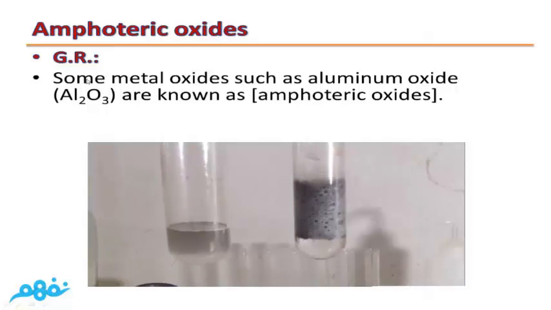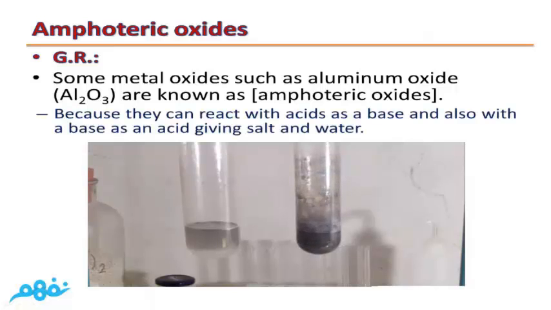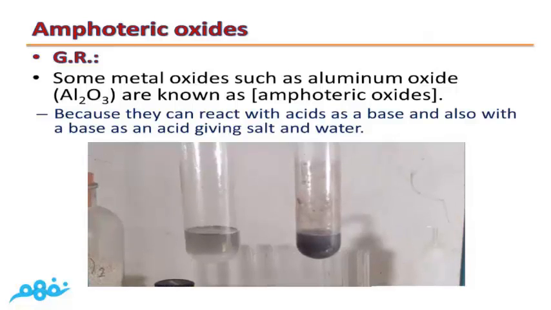Give reason: some metal oxides such as aluminum oxide, Al2O3, are known as amphoteric oxides. This is because they react with acids as a base and also with a base as an acid, giving in the two cases salt and water.